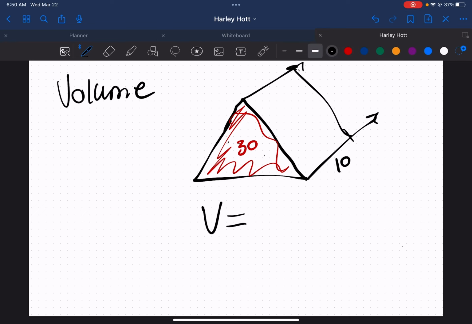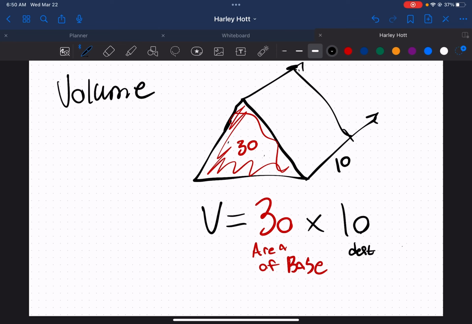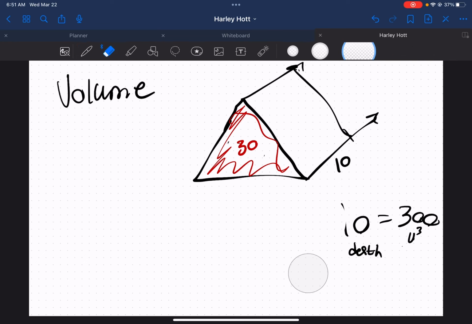the volume here is just going to be 30, the area of the triangle. I'll call this the base. It is that shape that informed this prism. It's a triangular prism, so it's the area of the triangle. And all we do is multiply it by how far back it goes. We call this the depth. So here, our volume would be 300. This would be units cubed, because we want to know how many cubes fit in there. Okay, so all you got to do is find that shape.